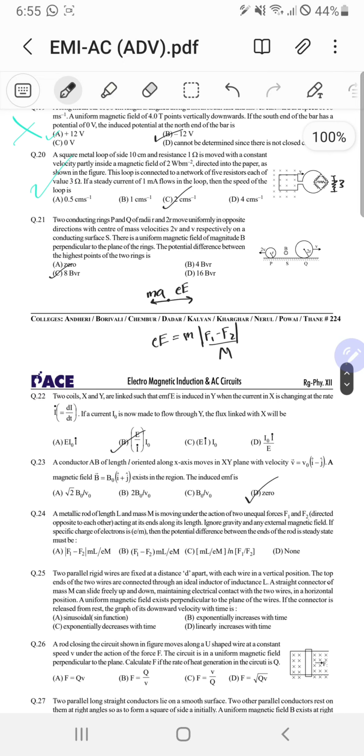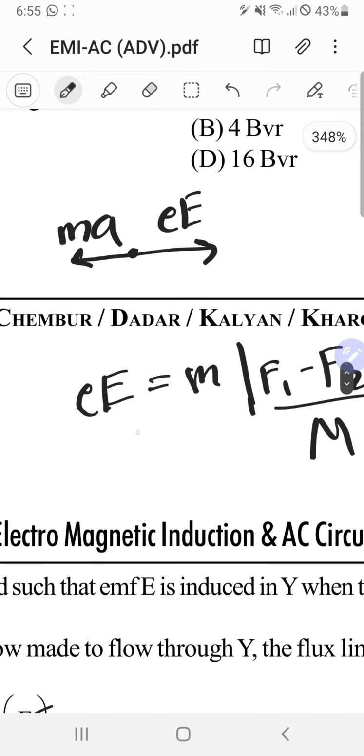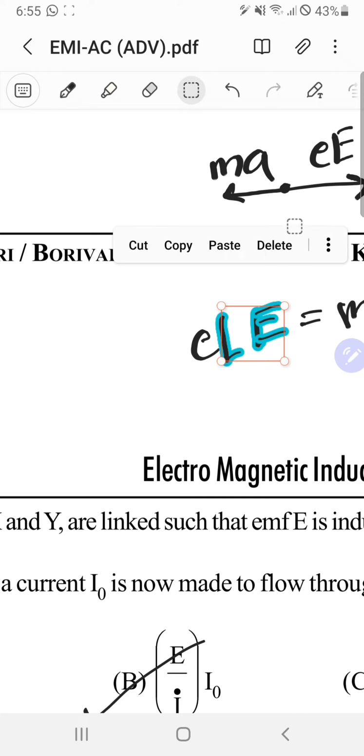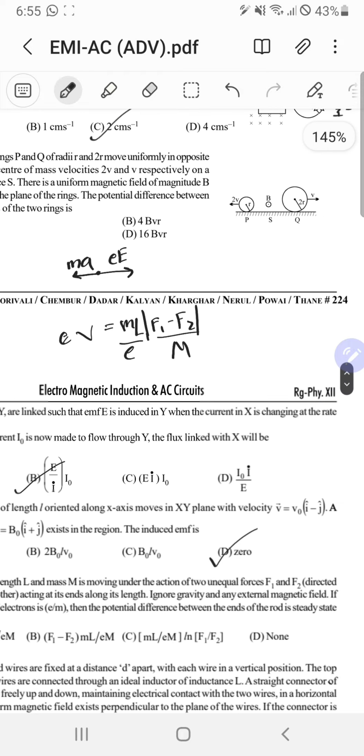Okay, and what do they want? Potential difference between the ends of the rod in steady state. So we got the field like that, just multiplied by the length of this rod, and that's gonna give us the potentials. Like this will be our potential multiplied by L over there as well, ml. So that goes like that. Okay, cool.